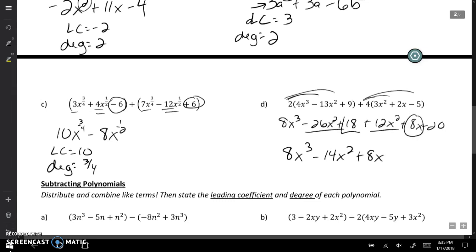And now we got to double check. Plus 18 minus 20 is negative 2. Okay, my leading coefficient is 8. It's that first number right there. And then this is a third degree because the highest exponent there is 3.